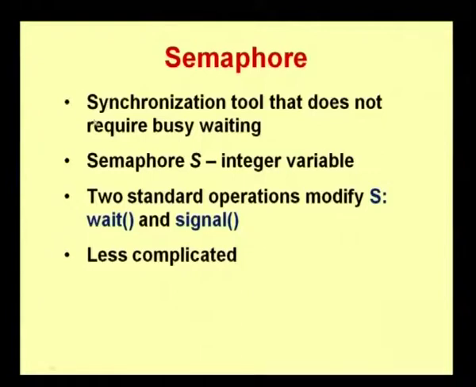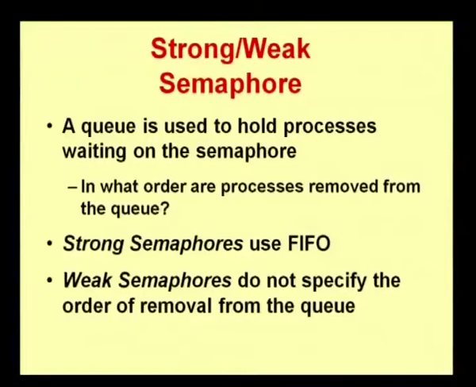Now let us see, a semaphore is a synchronization tool. It is a process synchronization tool that does not require busy waiting. So this semaphore S is an integer variable. Two standard operations are wait and signal. It is less complicated. So when you have a semaphore, it is useful to say when this process completes this resource and when that resource is left free.